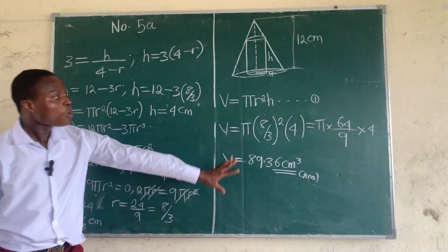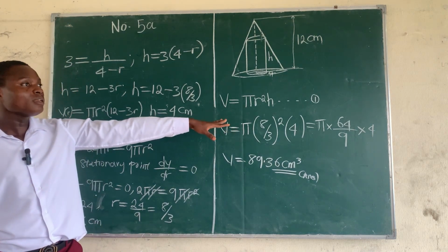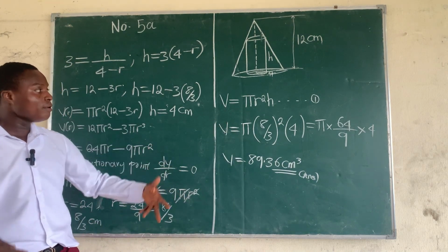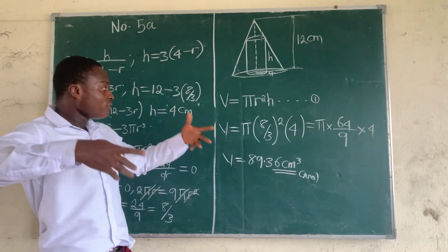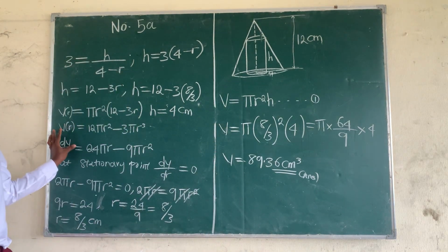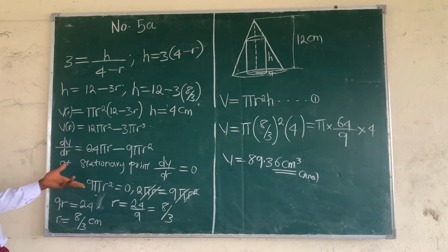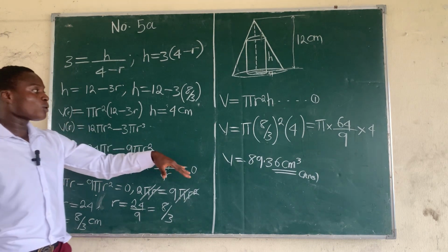So please take note, whenever they ask you to find maximum volume or maximum area, know you are using the application of differentiation by taking the derivative of the volume or the area as the case may be. Then you set it to be equal to 0.